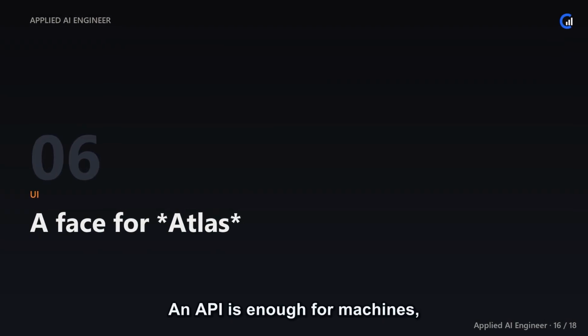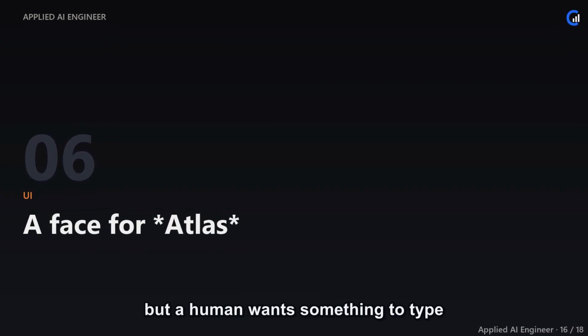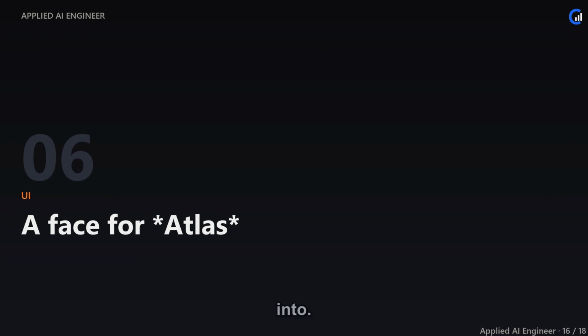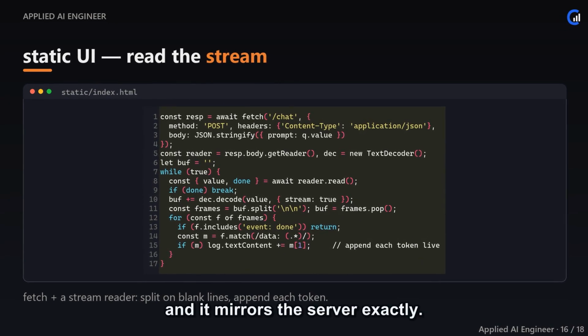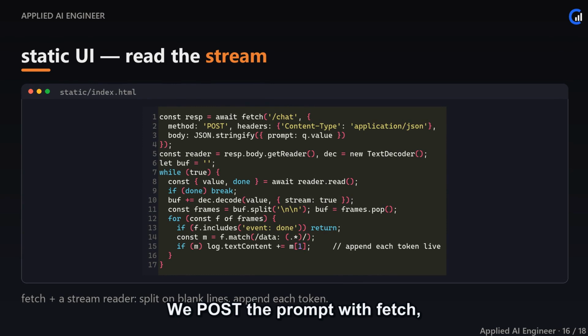An API is enough for machines, but a human wants something to type into. Let's serve a minimal chat page that reads the same SSE stream, so Atlas finally has a face. This is the browser side, and it mirrors the server exactly. We post the prompt with fetch, then read the response body as a stream.